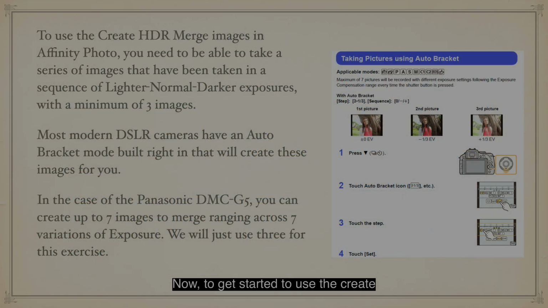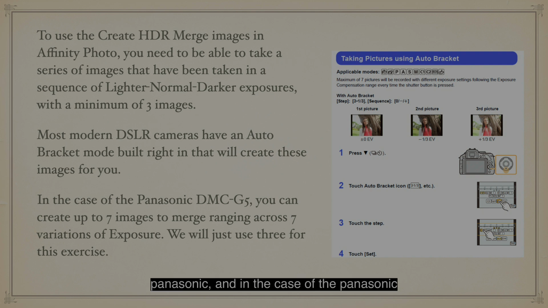Now, to get started, to use the Create HDR Merge Images in Affinity Photo, you need to be able to take a series of images that have been taken in a sequence of lighter, normal, darker exposures, with a minimum of 3 images. Most modern DSLR cameras have an auto bracket mode built right in that will create these images for you. And the image shown there is from the instruction manual of my DMC G5 Panasonic.